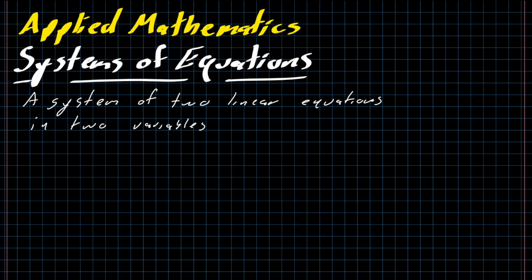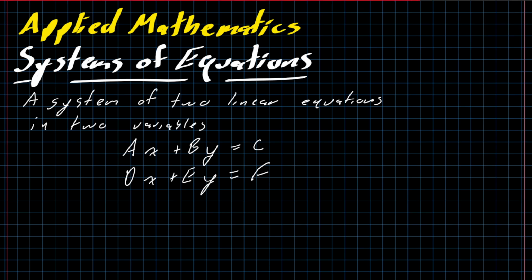A system of two linear equations in two variables is any system that can be written as a times x plus b times y equals c, and then d times x plus e times y equals f. In this notation, x and y are our unknowns. A, b, c, d, e, and f are the parameters that are given to us, or in more practical applications, they're the things that we have the information to figure out directly.